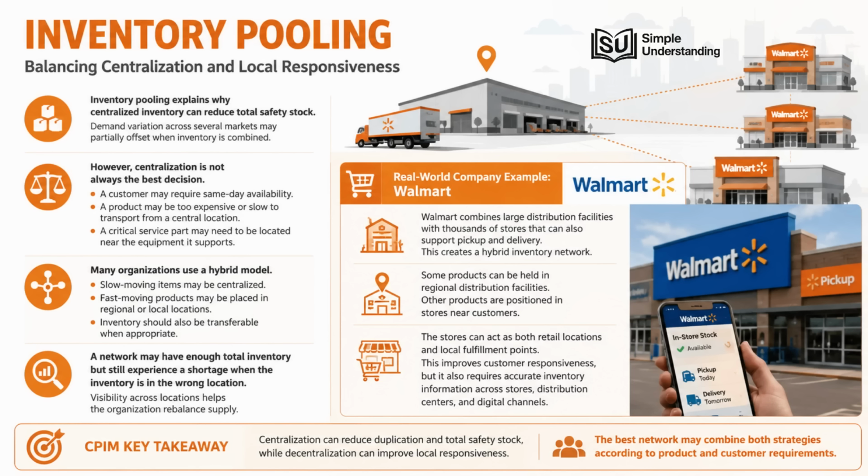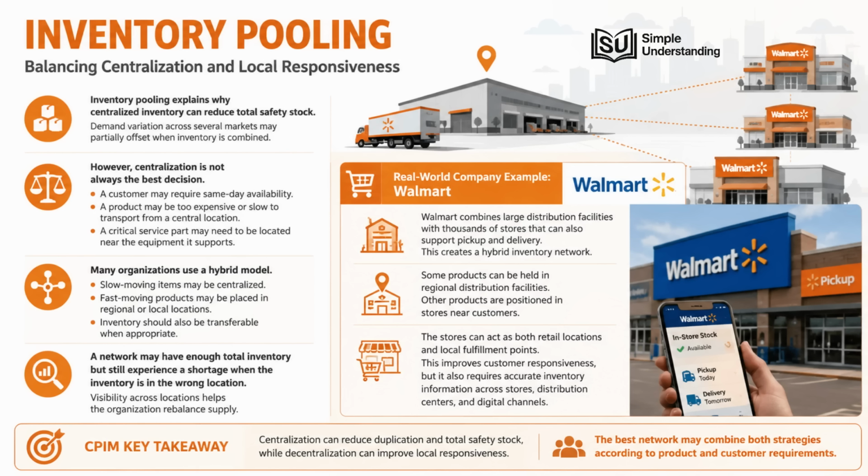This creates a hybrid inventory network. Some products can be held in regional distribution facilities. Other products are positioned in stores near customers. The stores can act as both retail locations and local fulfillment points. This improves customer responsiveness, but it also requires accurate inventory information across stores, distribution centers, and digital channels.